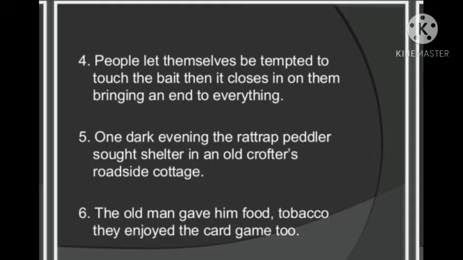The old man was happy to get company that night, so he gave him some porridge to eat and then shared his tobacco with the guest. After this, both played cards till bedtime. The rat trap seller felt that the old man was not only liberal in sharing his porridge but also his secrets. He told him that he was a rich man when he used to work on the rented farm.